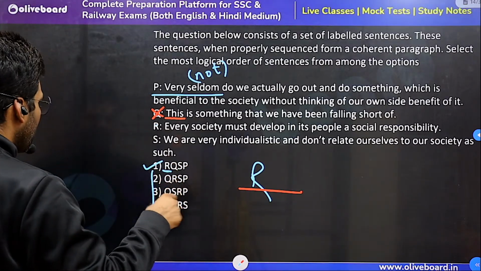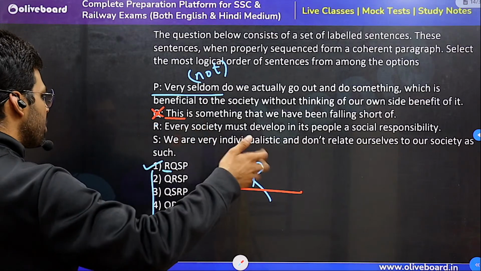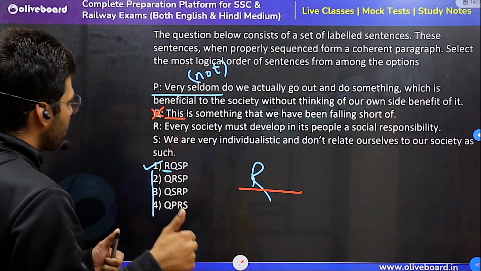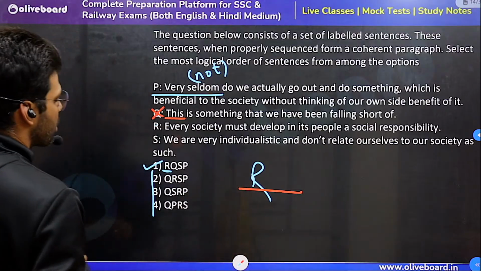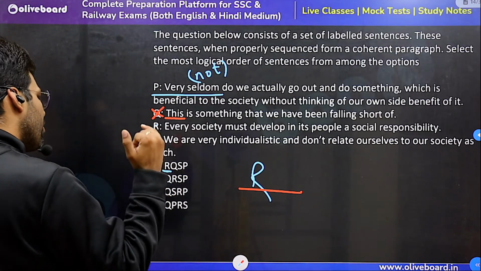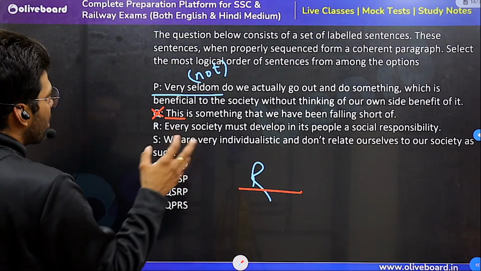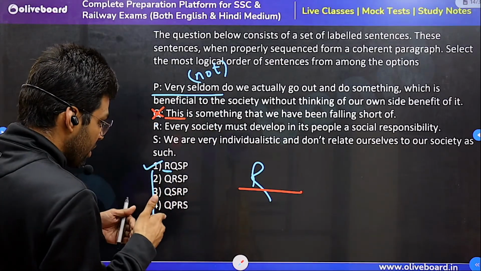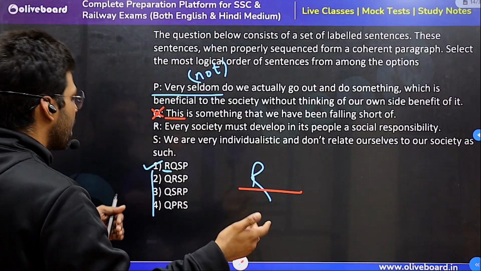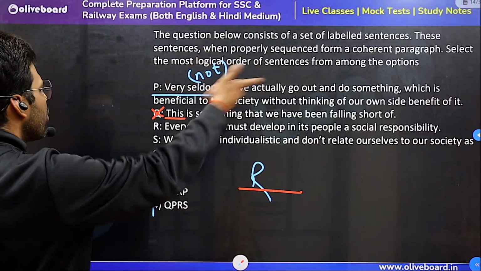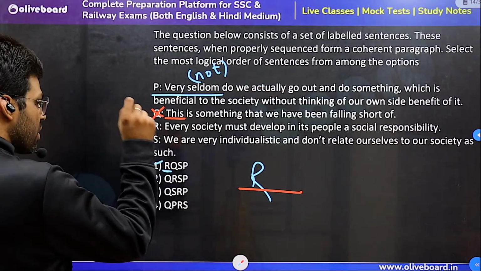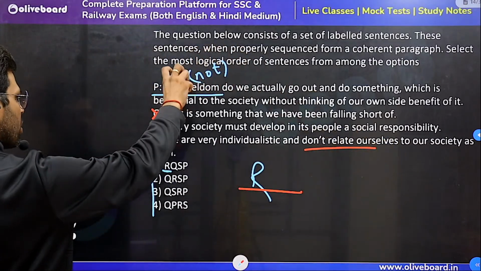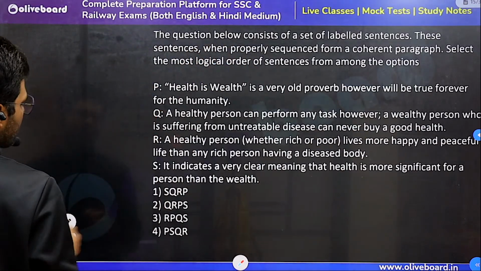Society must develop in its people a social responsibility. Now, that is something we've been falling short of. Yes, we don't have that social responsibility these days. S: we are very individualistic and don't relate ourselves to society. That's why very seldom do we go out and do something which is beneficial for the society, because we don't relate ourselves to the society. That's why we do not do anything that is related to the society.